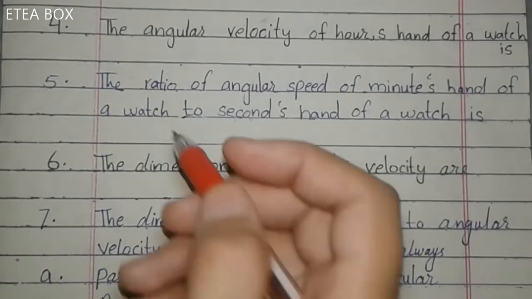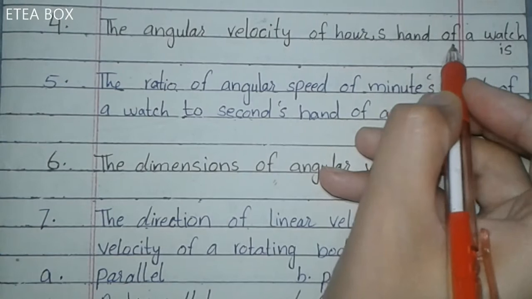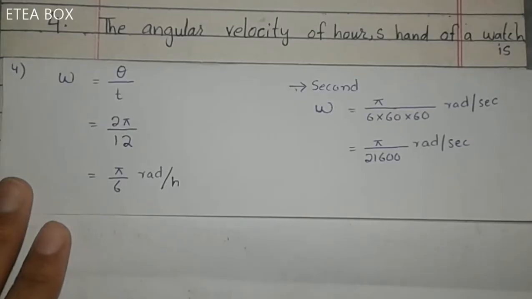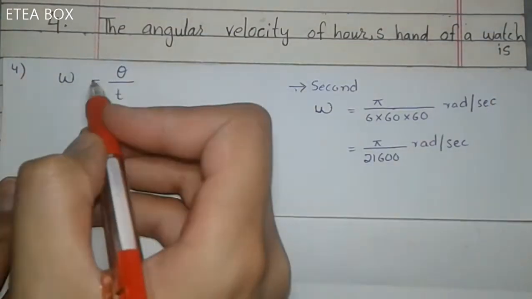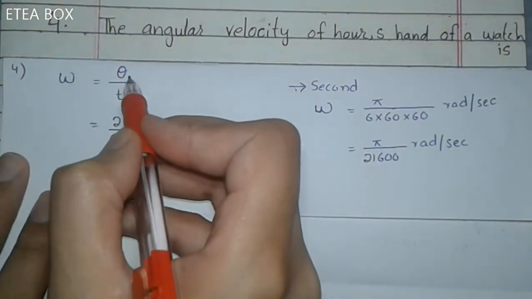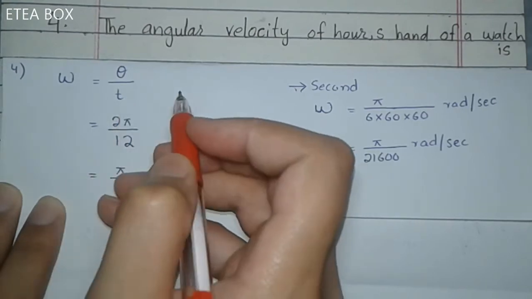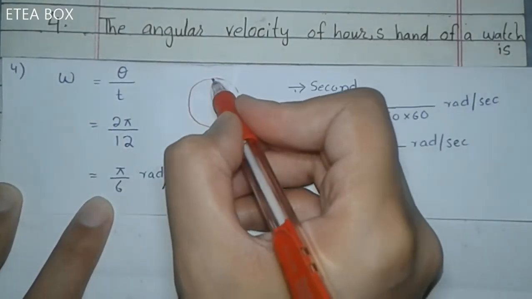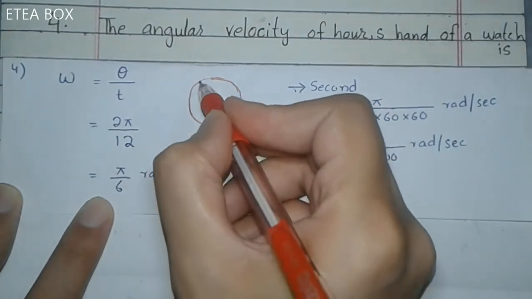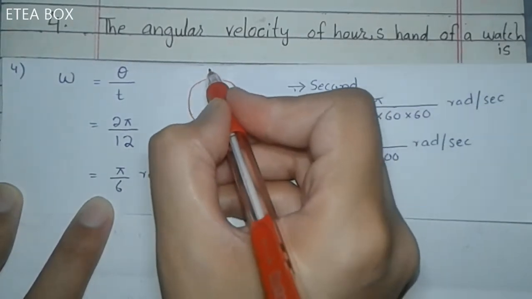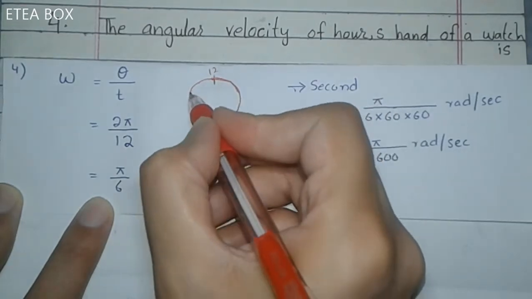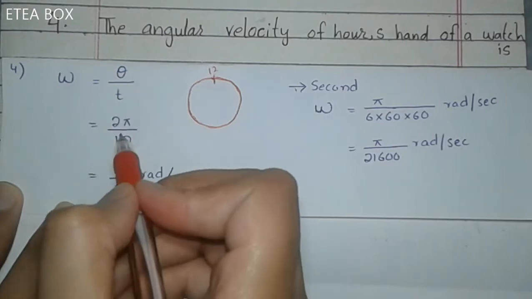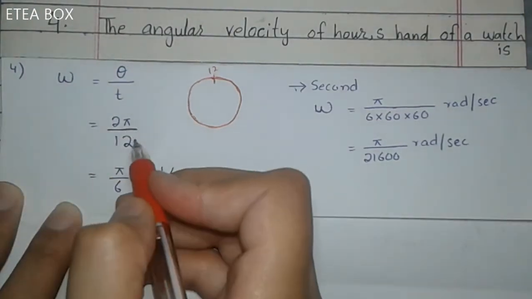Next one. Fourth, the angular velocity of the hour hand of a watch is. Now find the angular velocity. We know that angular velocity is equal to angular displacement divided by time. So what is angular displacement? Look, it's a watch, and when the hour hand covers 12 hours, when it starts from here and completes 12 hours, we know that it is equal to 2 pi. The angular displacement will be equal to 2 pi divided by time.